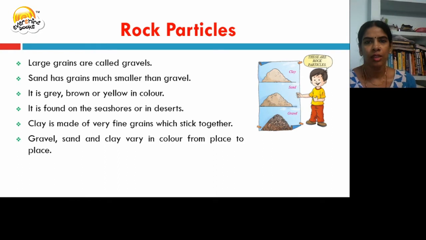You can see there are three rock particles: clay, sand and gravel. Clay is very fine grains which stick together. Sand has smaller grains, grey, brown or yellow in color. That sand you can see in deserts and beaches. Gravel is large grains. All the three differ in their colors.